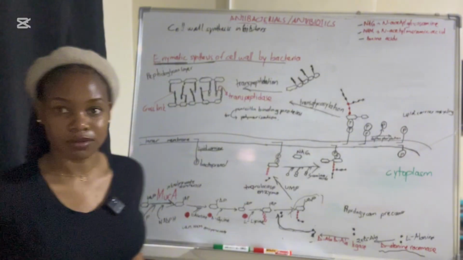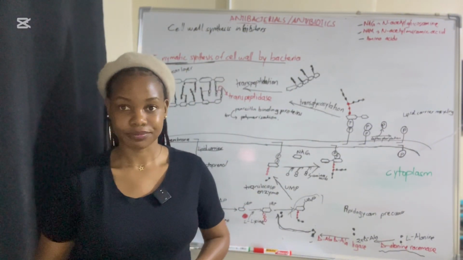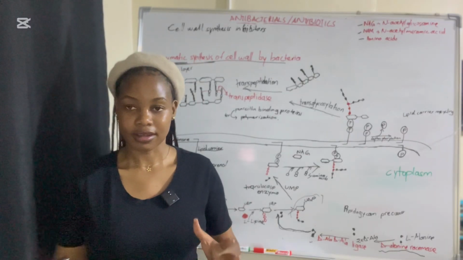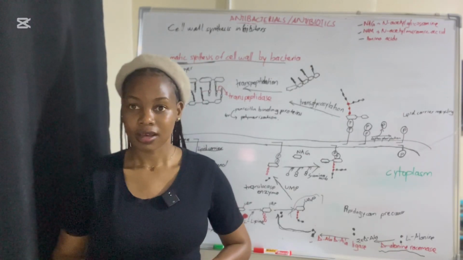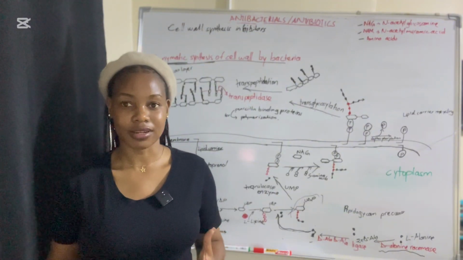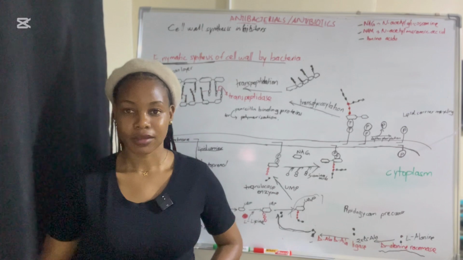Let's first understand what a cell wall is. A cell wall is the outside membrane of the bacteria. It protects the bacteria from the external environment. And we also know that bacterial cell walls are divided into two: the gram-negative and the gram-positive bacteria.